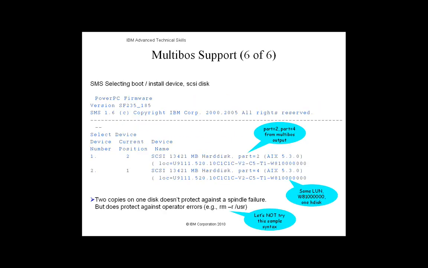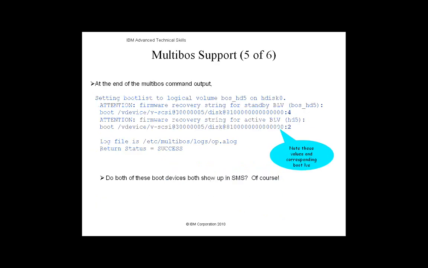And that's what I have on the next screen. And you notice it's the same one. I see two bootable devices. I see part=2 and I see part=4. Part=2 was the active copy, hd5. Part=4 was bos_hd5. And how do you tell that? From the log output previously. Oh, the 2 and the 4. Yeah, okay. Yeah, you might have to be aware to look in the log so that you can identify them when you SMS.